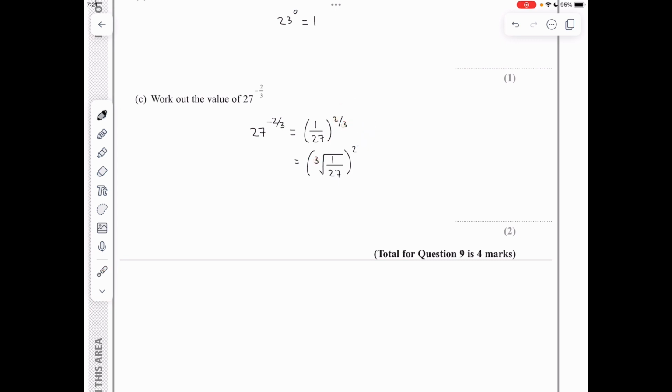Now the third root of 1 over 27 is a third. This is because a third times a third times a third is 1 over 27. So we've got a third to the power of 2, which is 1 over 9.